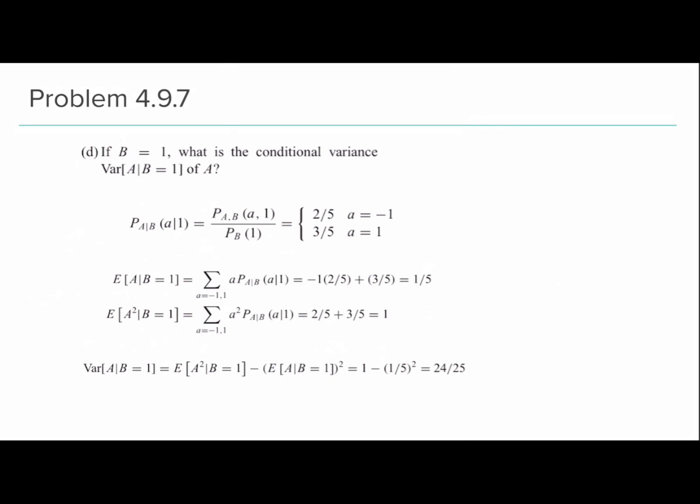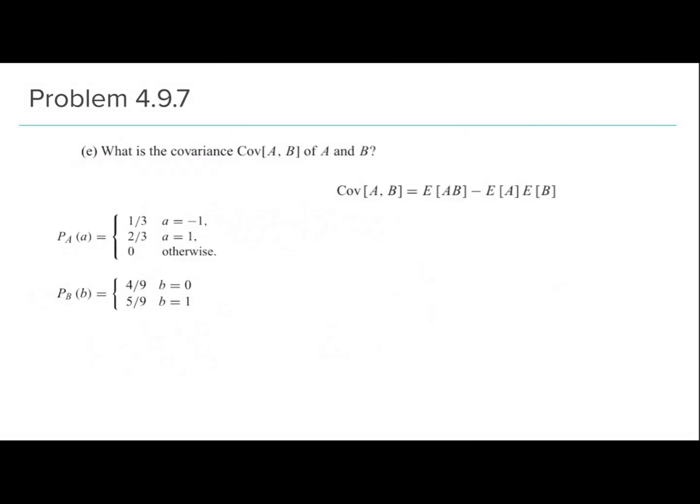And then we have to find E of A square given B equal to 1, which is the summation of A square into the conditional PMF P of A given B, which turns out to be (-1) square into 2 by 5 plus 1 square into 3 by 5, which is 1. And the variance of A given B is the expected value of A square given B minus the square of the expected value of A, which is 1 minus (1 by 5) square, which comes out to be 24 by 25. So this is direct enough. I hope this should be okay with everybody.